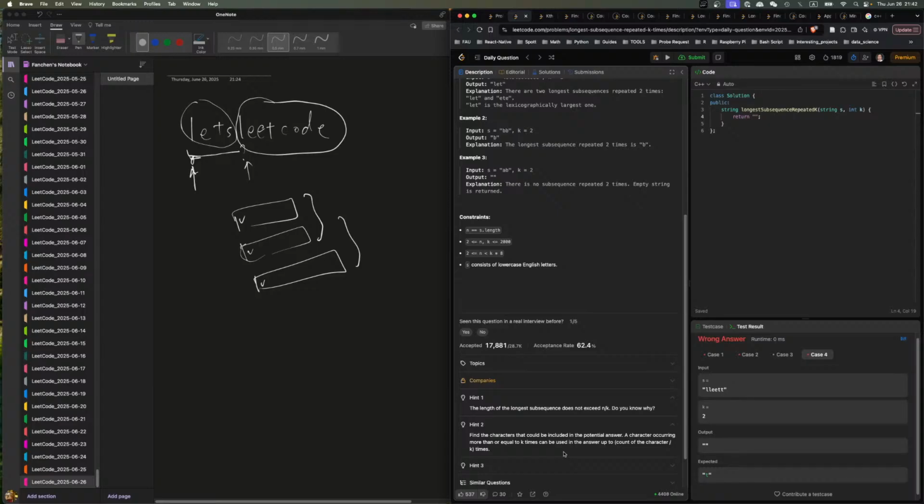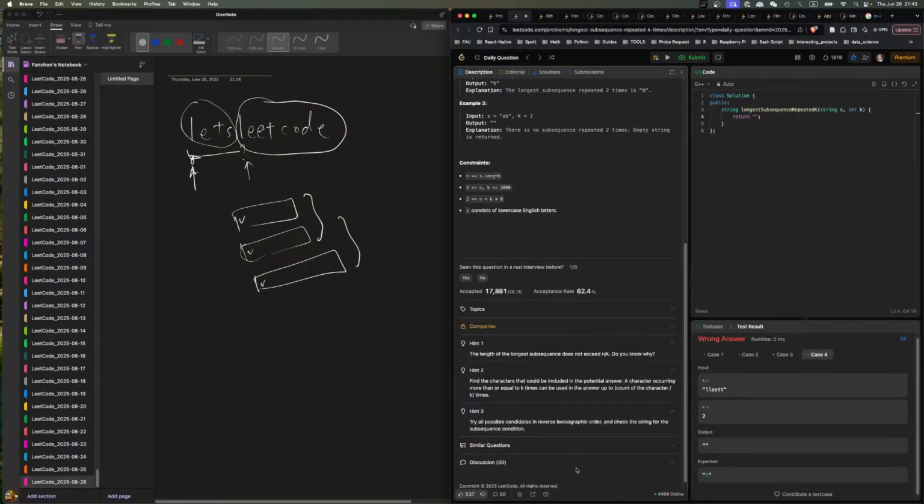So we know the length of the subsequence, right? Yes, the length of the subsequence, and we find the characters that could be included in the potential answer. Okay, I got that part. Try all possible candidates in reverse order and check the string for the subsequence condition. What the hell do you mean, all possible candidates?